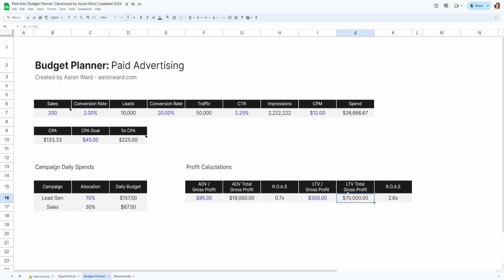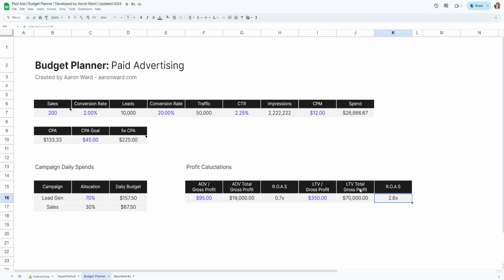But over a lifetime, you're actually generating on average from this campaign $70,000, because those 200 customers that you generated are all going to generate you $350 each. Therefore, you're now actually in the profit when it comes to this. You're at a 2.6x ROAS. Now, keeping in mind, again, this is gross profit. There may be other overheads and so forth that come into mind.